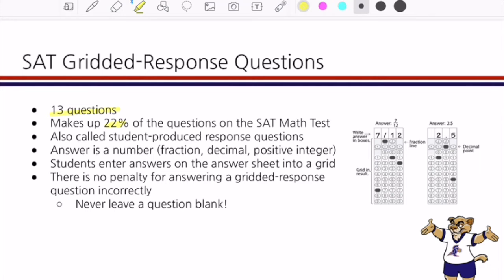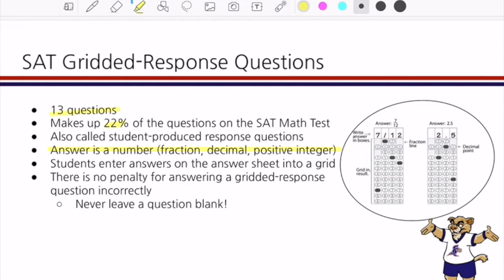When you're doing these questions, there's not going to be multiple choice options. There's going to be grids like the ones that are seen over here to the right. So your job when you're answering these questions is to come up with the answer to the question. Your answer is always going to be a number, so either a fraction, a decimal, or a positive integer. So make a note here that you can't get any negative numbers.